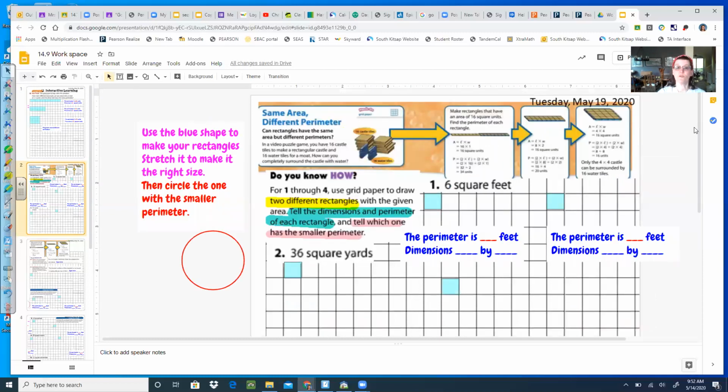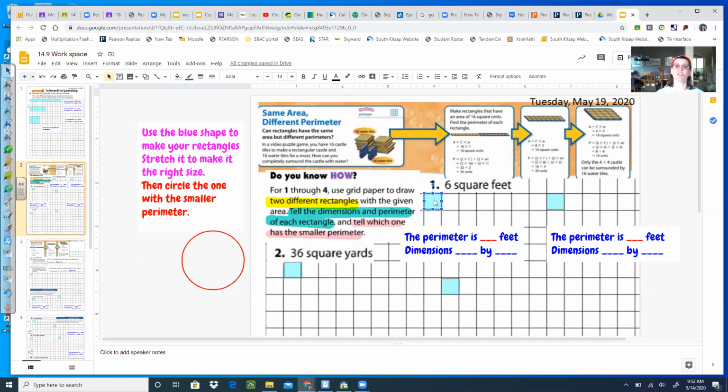For 1 through 4, use grid paper. I gave you grid paper. Draw 2 different rectangles with the given area. Tell the dimensions and tell which one has the smaller perimeter. So we're going for whichever one has the smaller perimeter. So I need something with 6 square feet. So I can make a 1 times 6.